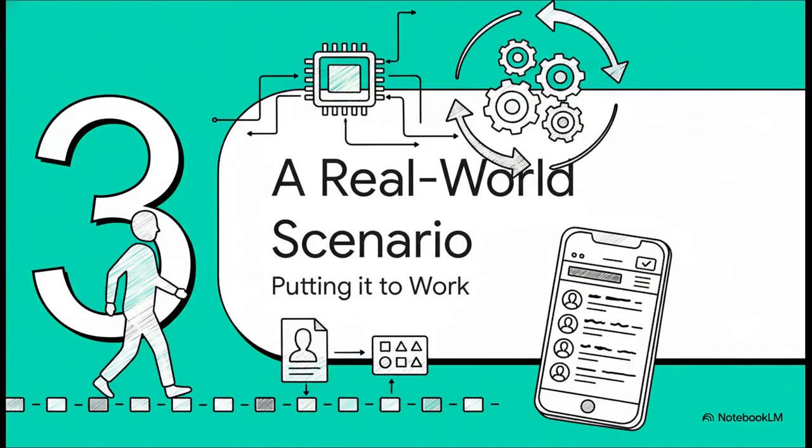Okay, so that's all the theory. But where does the rubber actually meet the road? I mean, what does this look like in the real world? Let's take a look at a classic scenario, just walking through an array of data, like a list of numbers or maybe the contacts in your phone.